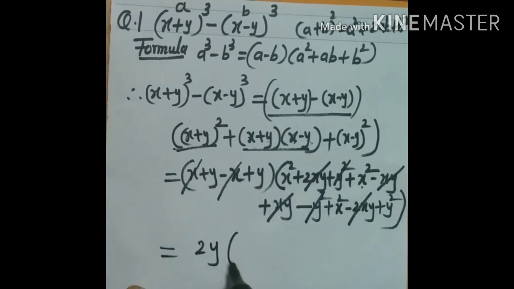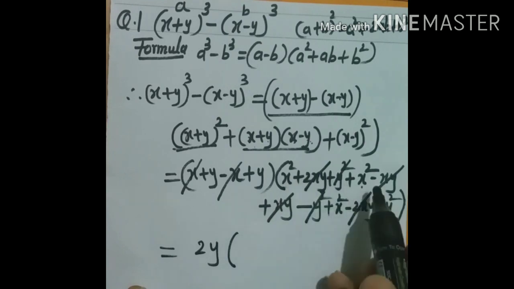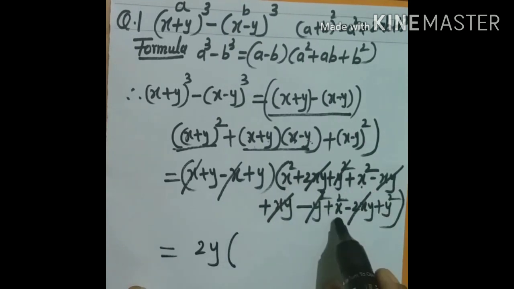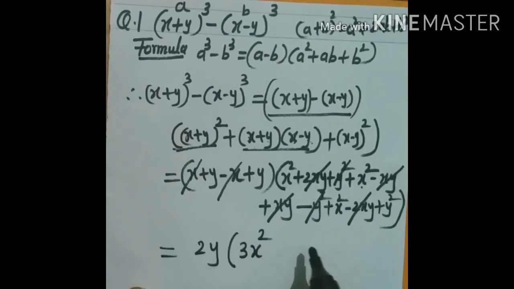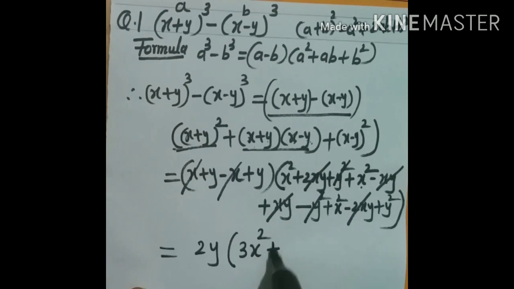2y. Now x square plus x square plus x square. What we get, children, here? 3x square. Now what is remaining here? Anything else, children? Here plus y square.